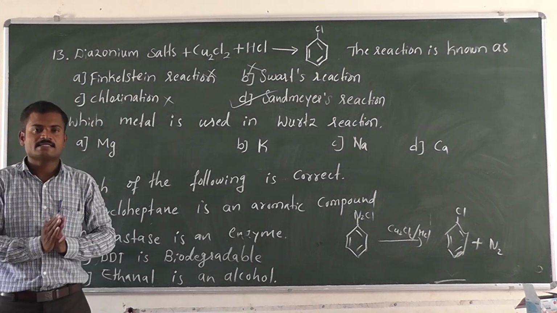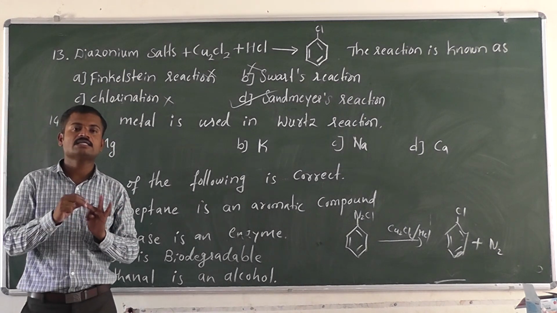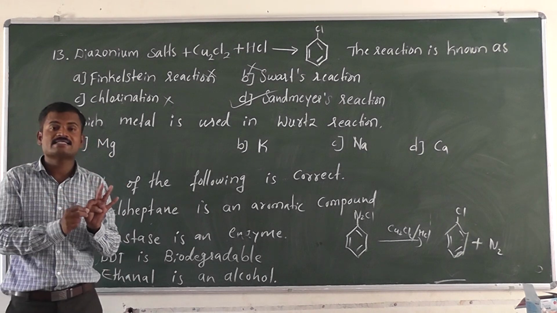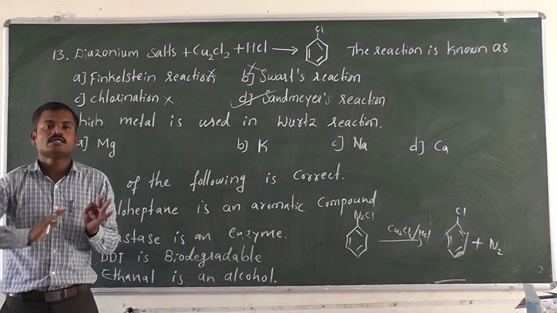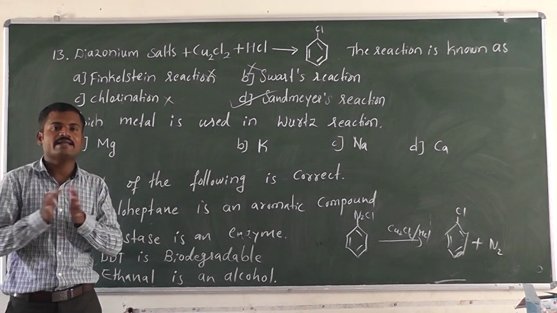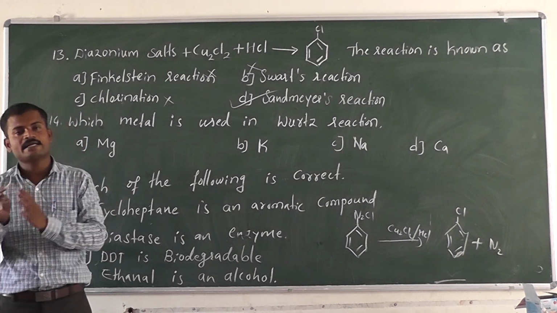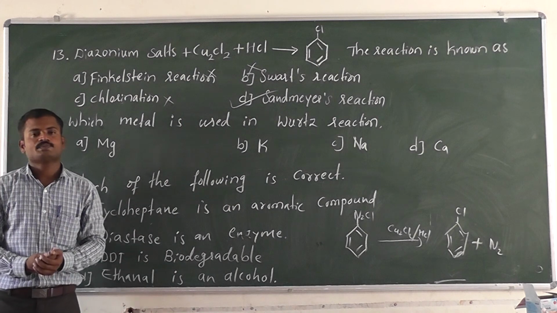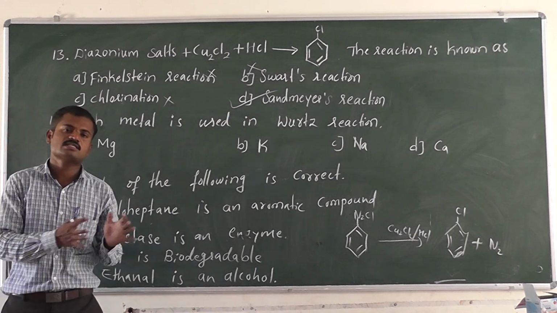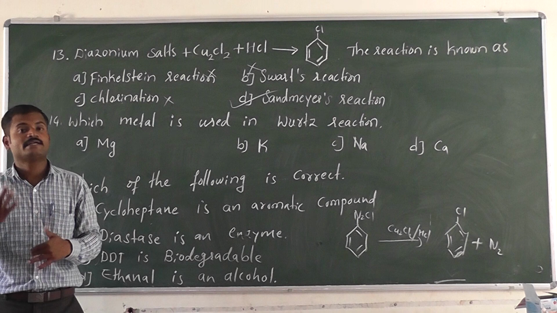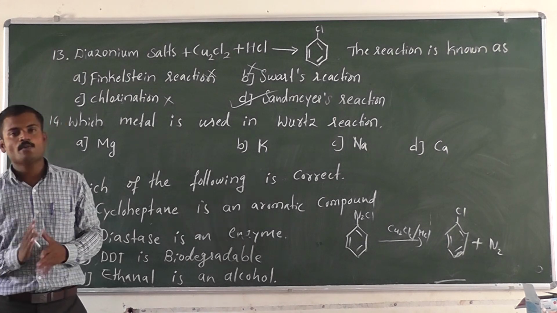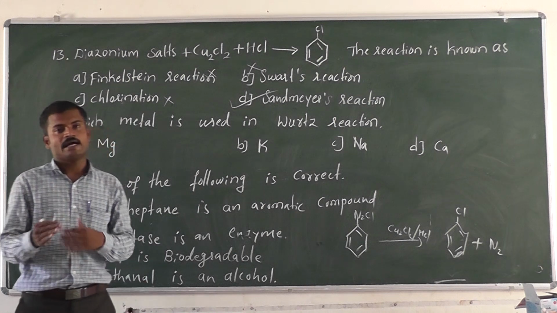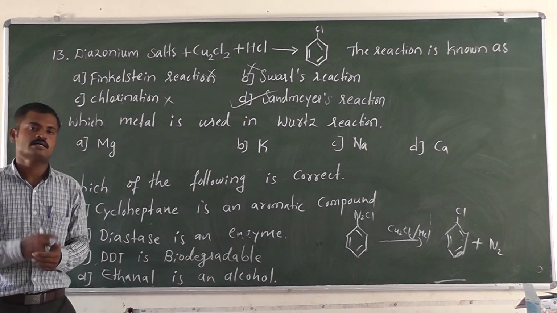So Wurtz reaction, Wurtz-Fittig reaction, then Fittig reaction. Wurtz reaction is related to haloalkane. Wurtz-Fittig is related to a mixture of haloalkane and haloarene. When a mixture of haloalkane and haloarene reacts with sodium metal, we get an aromatic hydrocarbon. So this is one type of reaction. Then Fittig reaction is related to completely aromatic halides, that is haloarene, and we get the aromatic hydrocarbon as the product.